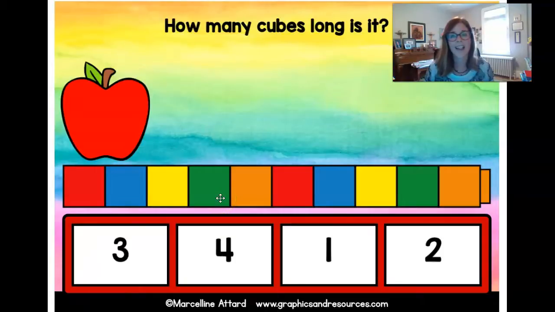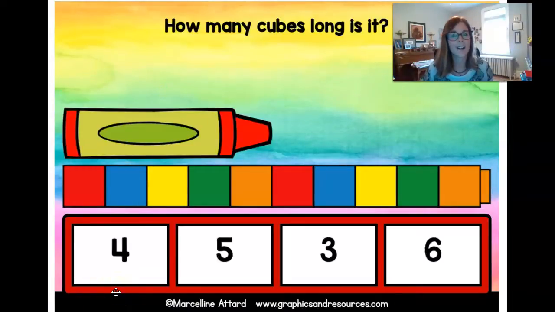Now you try it. How many cubes long is the apple? Yes, I'm sure you said 2. 1, 2. And the second cube lines up with the end of the apple. Great job. Let's try one more length with cubes. How many cubes long is the crayon? Let's check you. 1, 2, 3, 4, 5. And the last cube lines up with the end of the crayon. So 5 cubes long. Great job.